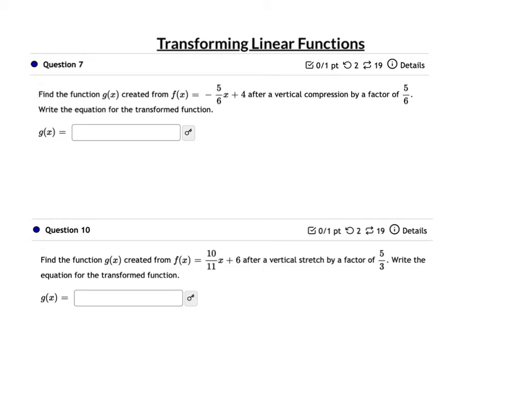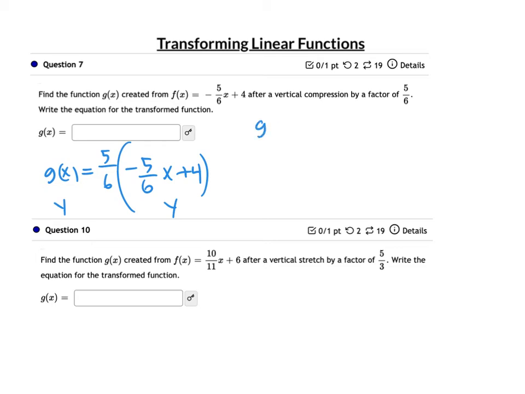Here we have some vertical stretches and compressions. That means y is going to be affected. This would not be the inverse. So my new equation, my g of x, would equal, now remember this was my y, negative 5/6x plus 4. That was my y. Y is being affected, so everything is going to be multiplied by 5/6. This is compression because 5/6 is less than 1.